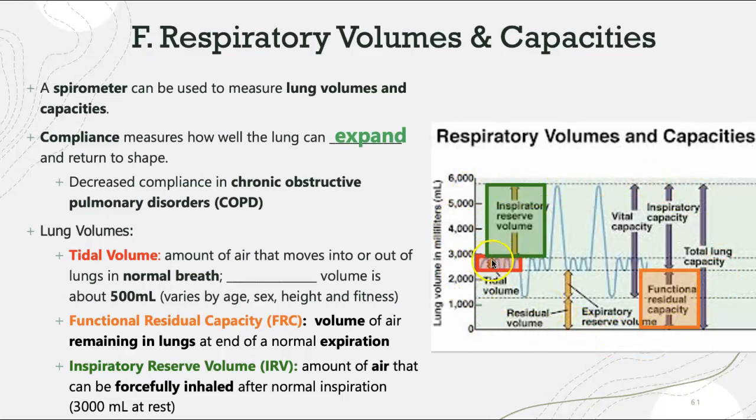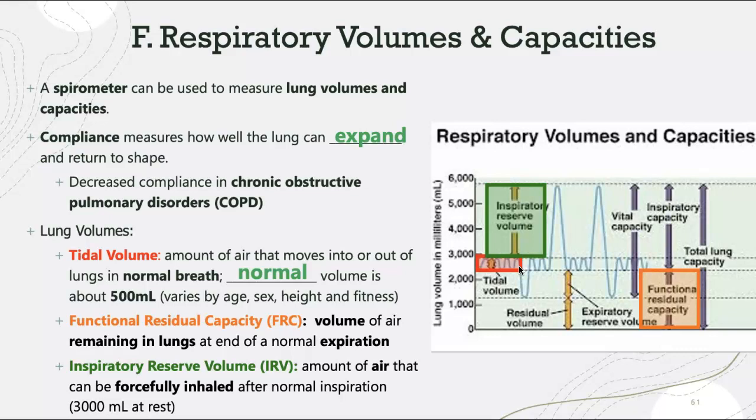And so looking at this area right along in here, that's going to be called our tidal volume. And our tidal volume is going to be the amount of air that we are able to move into and out of our lungs in a normal breath. So as you're sitting here listening to this lecture, you are just doing your quiet breathing, and that again is called your tidal volume. So that's our normal volume, which is going to be approximately 500 milliliters, although this does vary by a person's age, sex, height, and fitness level.